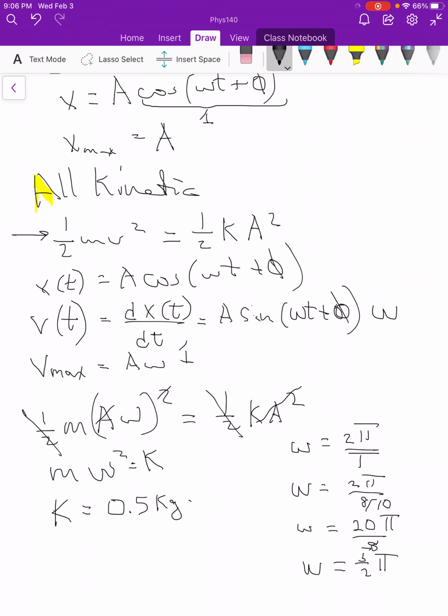So I can put that in here. My omega squared is 5 over 2 pi, squared. So my k, when I work all that out, is 30.8, but I'm just going to say it's 31, and this is newtons per meter. Okay, so that's one way to solve it with energy.